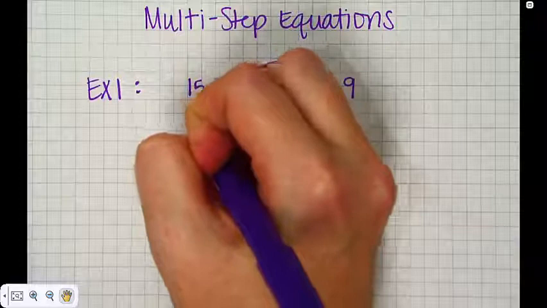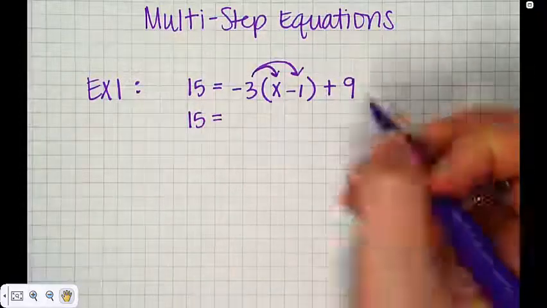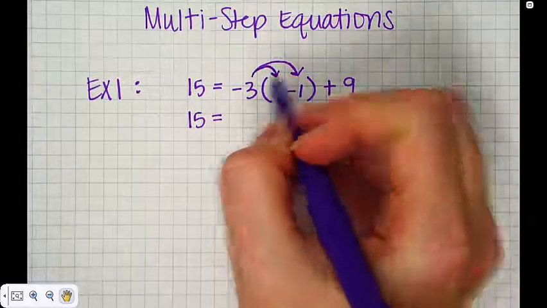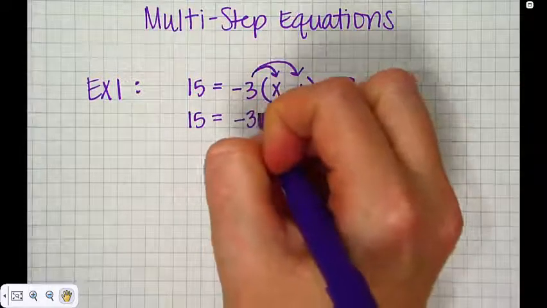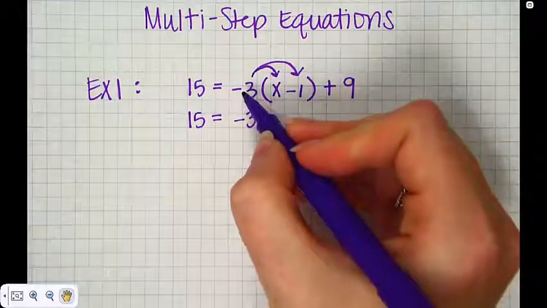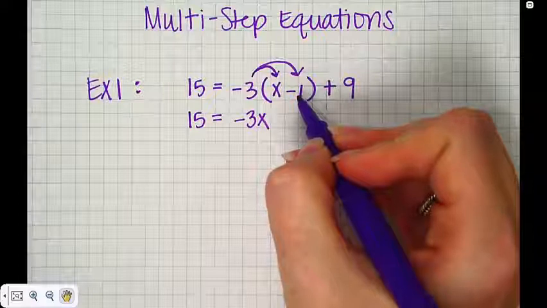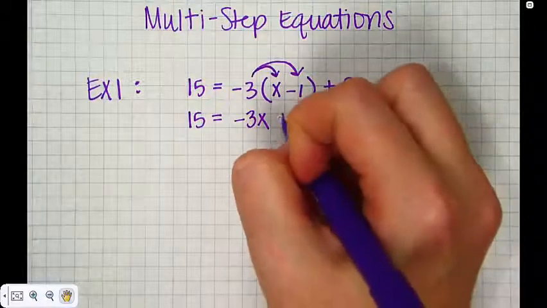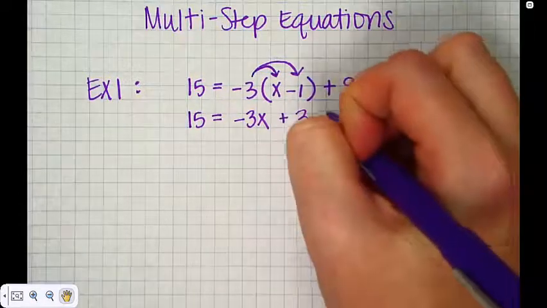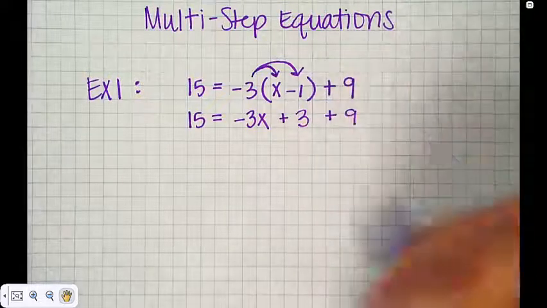We're going to bring down our 15 and equals. Then negative 3 times x gives us negative 3x. And then a negative 3 times a negative 1 is going to give us a positive 3. And then we're going to bring down our positive 9.